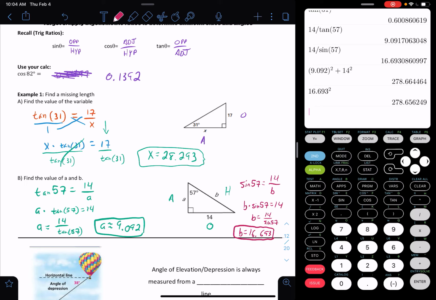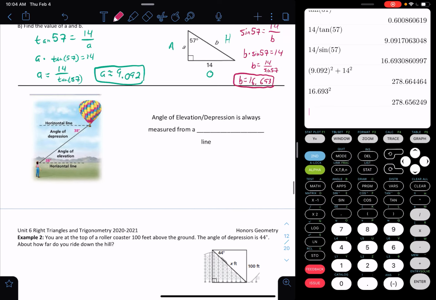They are off by 0.008, it looks like. And that's just because we rounded the value of a and the value of b. So this does satisfy the Pythagorean theorem. Therefore, we know we did this correctly using these trig ratios. Okay? So the other thing to talk about is with some application problems.